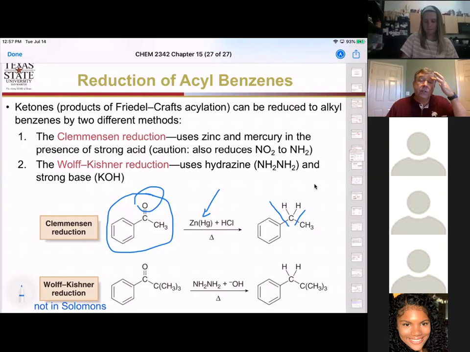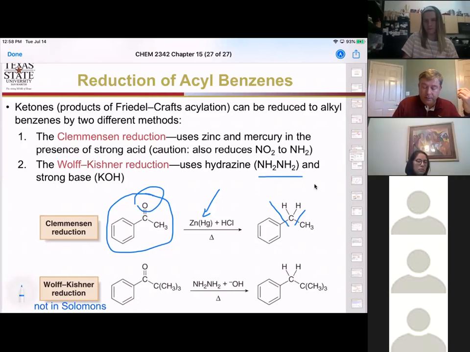In the Wolff-Kishner reduction, we have two reagents. We have hydrazine, N2H4, sometimes written out like this, and then some kind of hydroxide. You just have to have hydroxide here. What it's going to do is that nitrogen is going to react with the carbonyl to make an imine, like we did in the last chapter. Then the base will reduce off that imine and give you your CH2 plus whatever alkyl group you had on there. Notice this will work with any of these products we get from the Friedel-Crafts acylation of benzene.